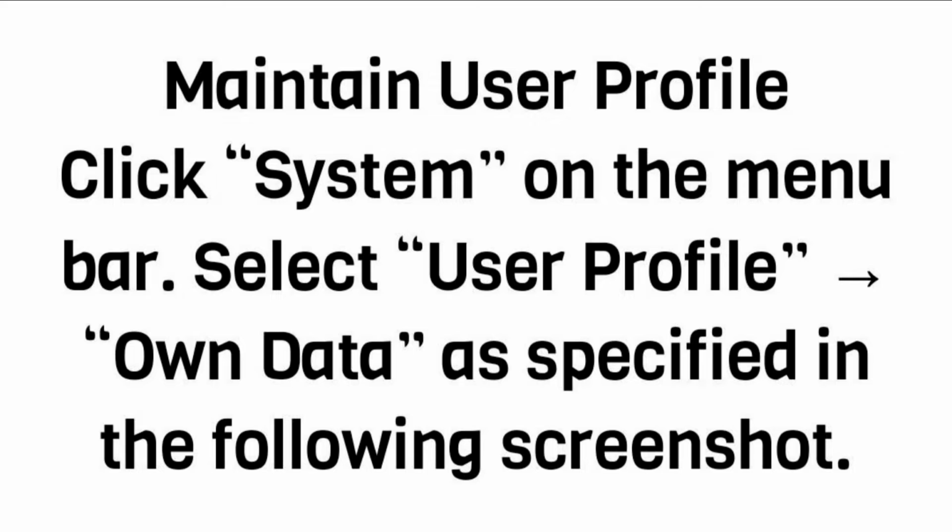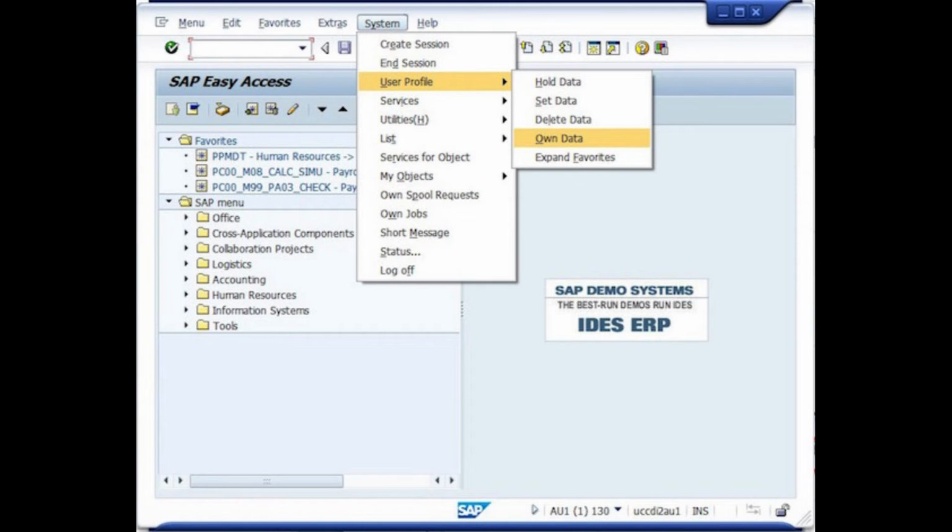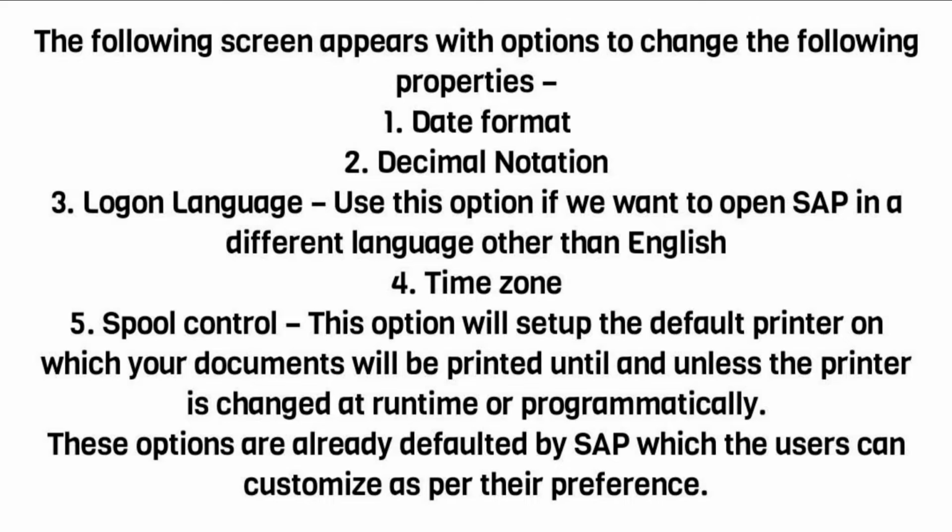Select user profile own data as specified in the following screenshot. The following screen appears with options to change the following properties. 1. Date format. 2. Decimal notation.